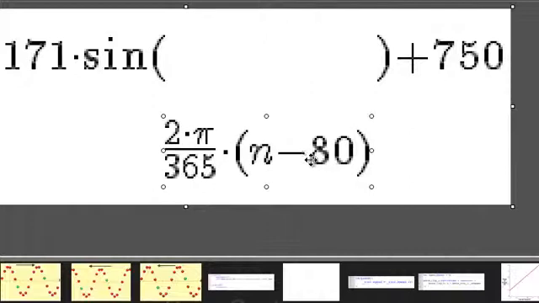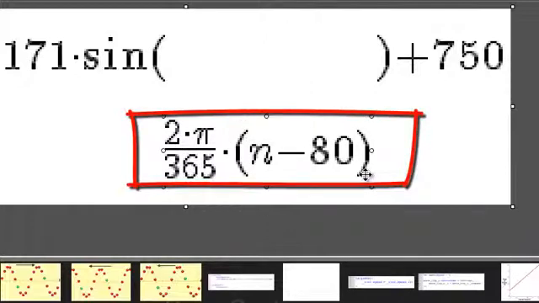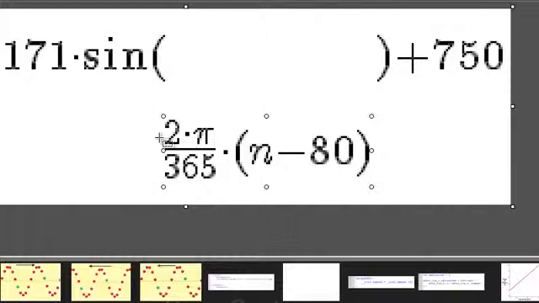Now I have to take the derivative of this: 2 times pi over 365 times n minus 80. This minus 80 is a constant, and so I know it doesn't affect the derivative. So I'm left with this 2 pi over 365 times n. And when I take the derivative of the inside function, because n is just a first term polynomial, it's going to drop away. And so I'm going to multiply the outside function derivative by just this number.